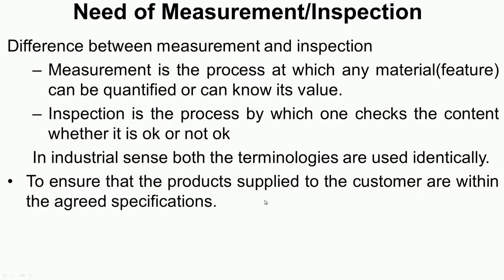Now, inspection is needed to ensure that the products supplied to the customer are within the agreed specification. Whenever a customer gives an order, he will give the various specifications of the product: what type of activity is required, the size, the weight, and what functions are expected out of the product. Before we supply the product, we should compare the customer's specifications with what we are supplying. If they match, only then should we supply the product to the customer.